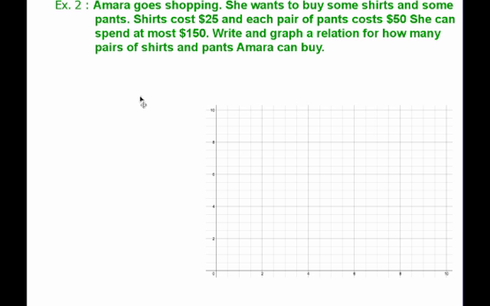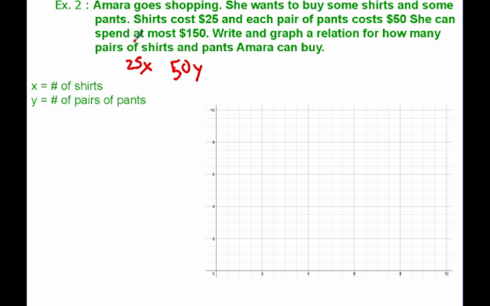So let's start by defining both our variables. I'm going to say x is the number of shirts that Amara can buy, and y is the number of pairs of pants. So if I take 25 and I multiply it by x, that'll tell me the amount of money she spends on shirts. If I take 50 and I multiply it by y, that'll tell me the amount of money she spends on pants. And I need to decide, is this an equation or an inequality?